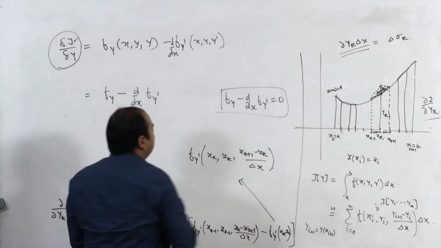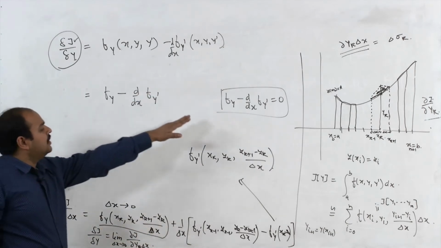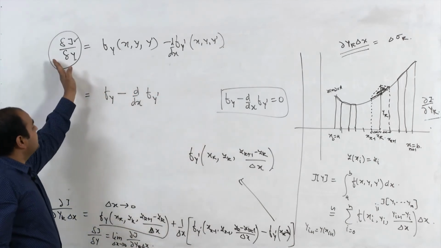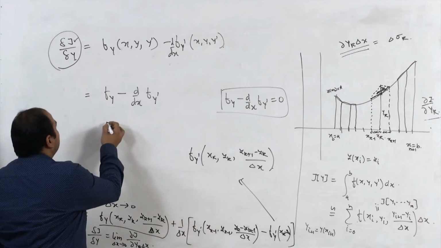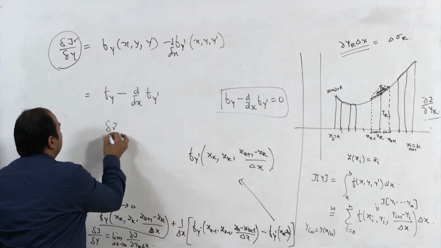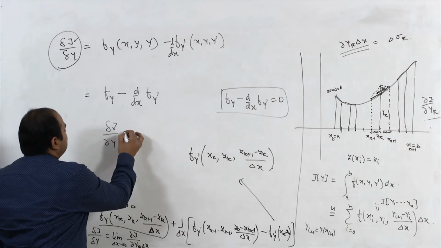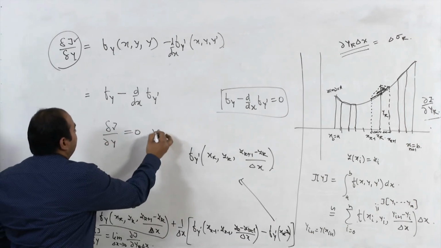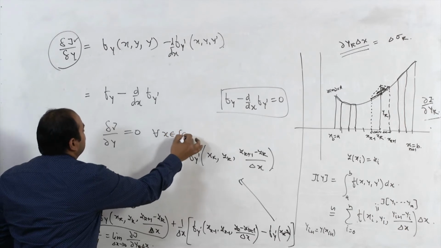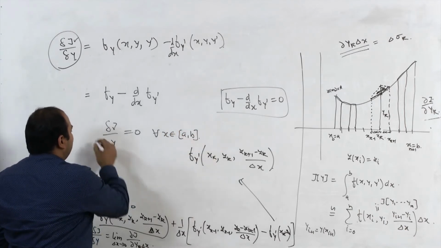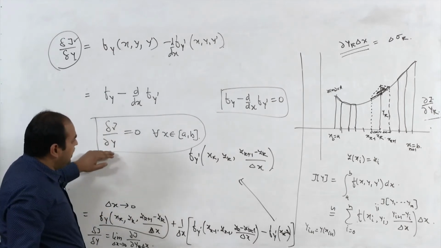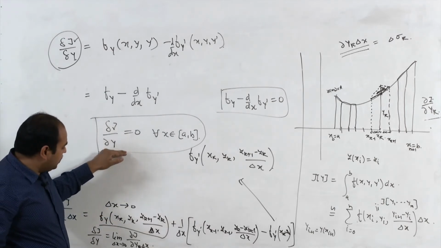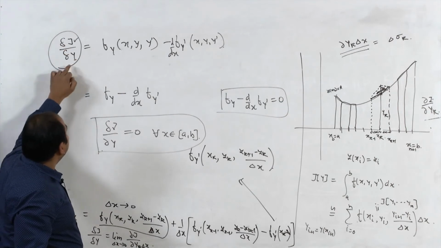So, here if we want to define the same Euler's equation in terms of the variational derivative, then we can say that Euler's equation is nothing but that delta J upon delta y is equal to 0 for every x belonging to the interval a to b. So, your Euler's equation, I can write it like this. Now, here we may discuss one more interpretation of this delta J by delta y.